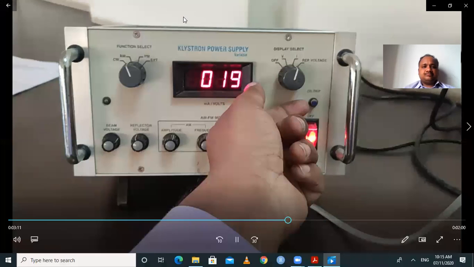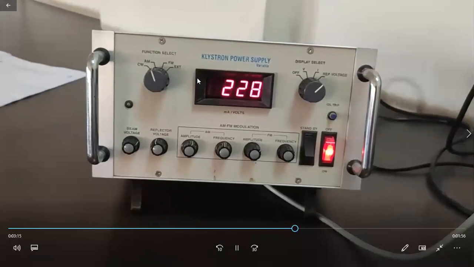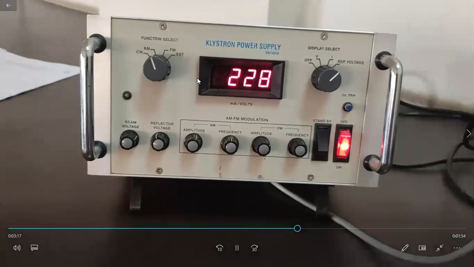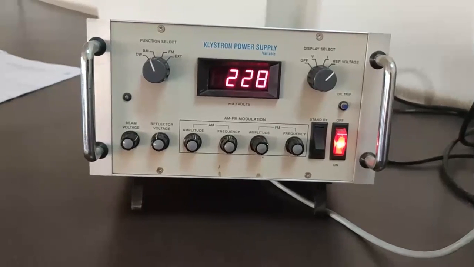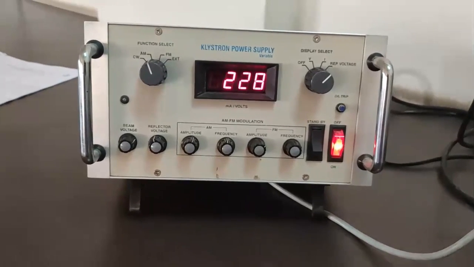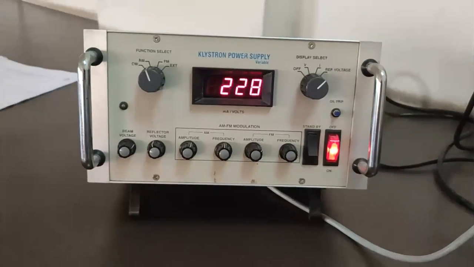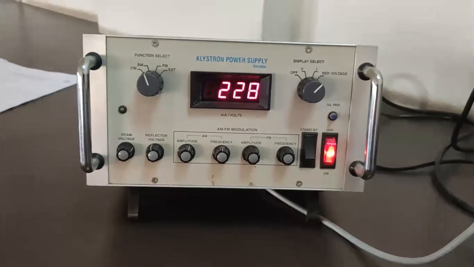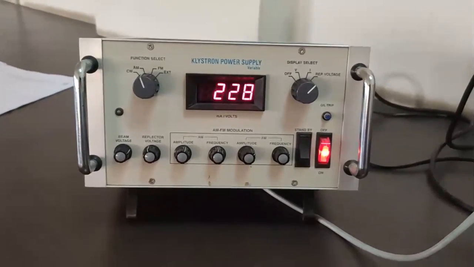Then I have to go to the repeller voltage, and there is a knob for the reflector voltage, present beside the beam voltage knob. I have to move this knob in the anti-clockwise direction until I get a waveform or the first mode on the CRO. So I will show you the CRO.